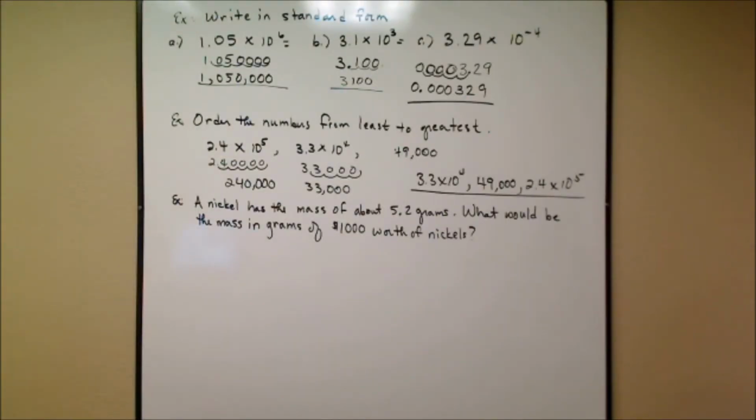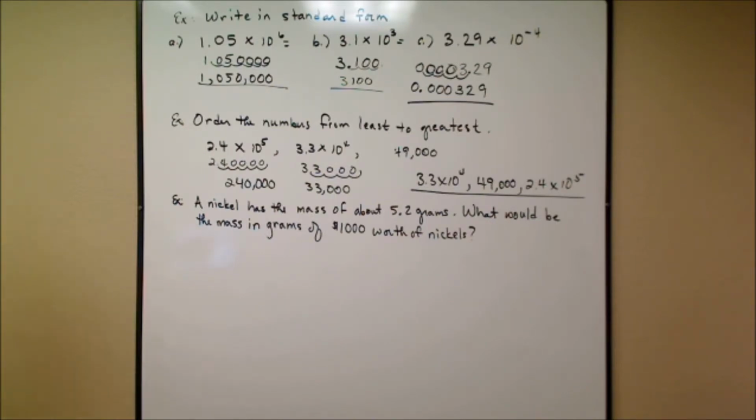By putting them in standard form, it's much easier to compare. Now this last problem doesn't really have to do with scientific notation, but I want to make it into a scientific notation kind of problem because we're going to be dealing with a pretty good sized number. A nickel has a mass of about 5.2 grams. What would be the mass in grams of $1,000 worth of nickels?